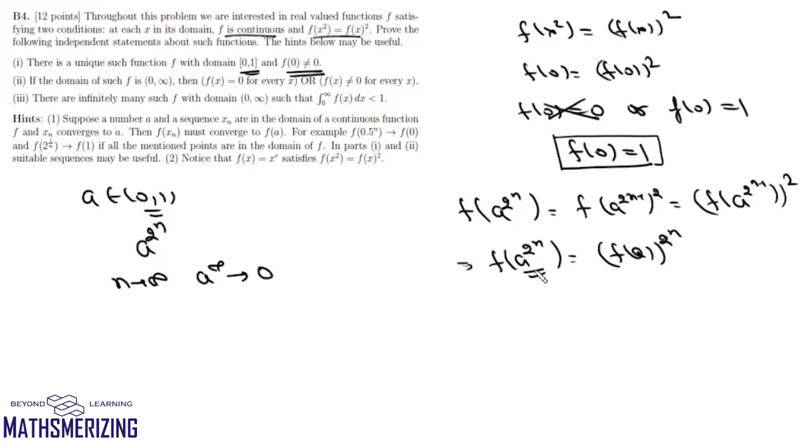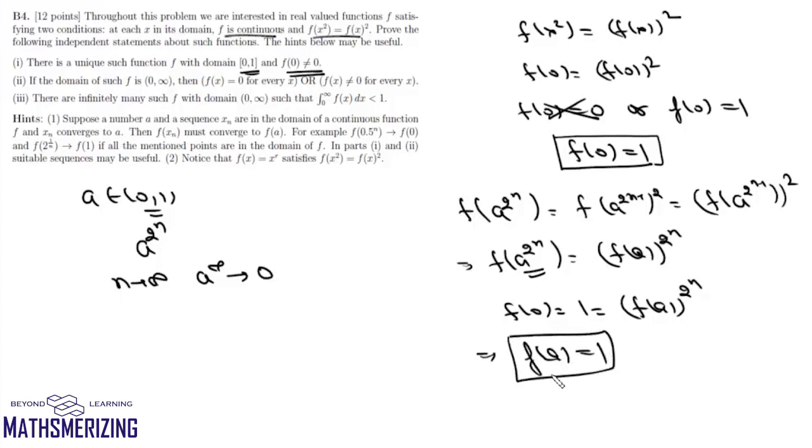So if we take the limiting value of this function, then it'll be simply f(0), and we know that the value of f(0) is 1. So we can write f(0) as (f(a))^(2^n). Now from here we can clearly say that the value of f(a) must be 1. So for any number a lying between 0 and 1, the value of f(a) will always be 1, which clearly indicates that this given function f(x) is a constant function and its value will be 1. So this function is uniquely determined if the function is continuous and if f(0) is unequal to 0, given the condition f(x²) is (f(x))².